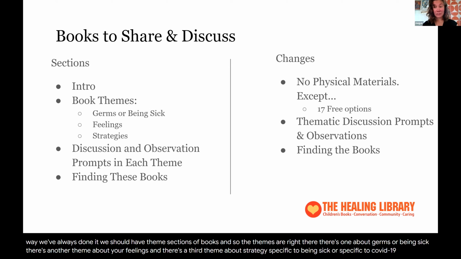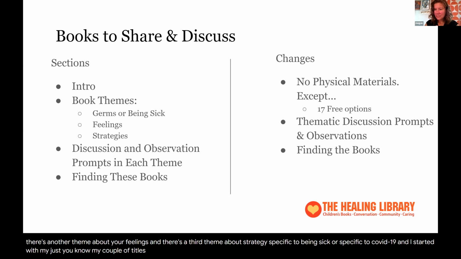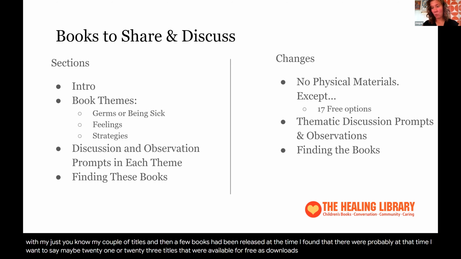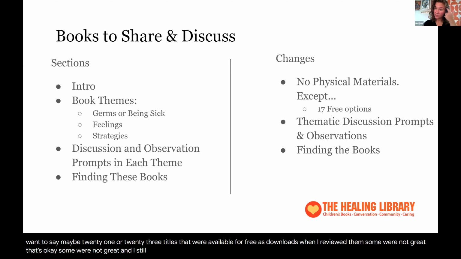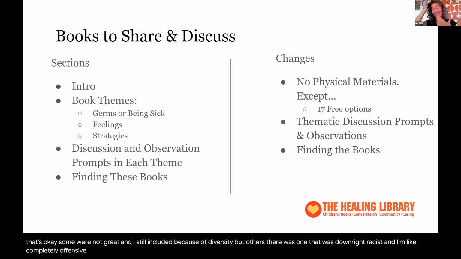I started with my couple of titles, and then a few books had been released at the time. When I started digging deeper, I found that there were probably, at that time, I want to say maybe 21 or 23 titles that were available for free as downloads. When I reviewed them, some were not great. That's okay. Some were not great, and I still included them because of diversity. But there was one that was downright racist and completely offensive in multiple ways. I stammer even thinking about that book. I won't share it with you unless you send me a DM, and then I will tell you which one it is, so you don't download it or share it.